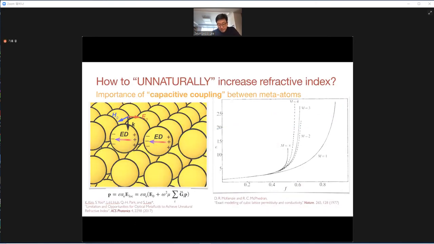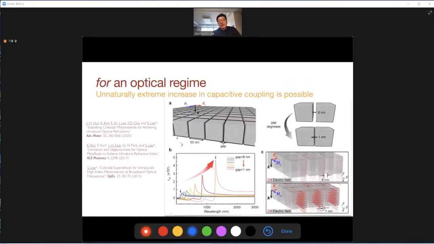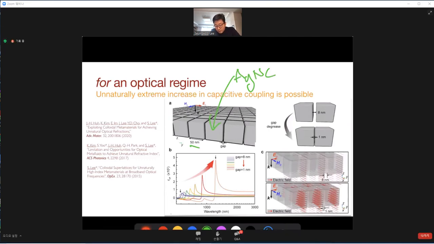So this philosophy can be translated into the optical region. Let's say we have a silver nanoparticle shaped as a cube, with a size of 15 nanometers. Let's see what happens when the gap of this metal nanoparticle superlattice is decreased from 8 nanometers to 1 nanometer. Just by decreasing the gap, you can see the effective permittivity is dramatically increased, particularly at the resonant region.